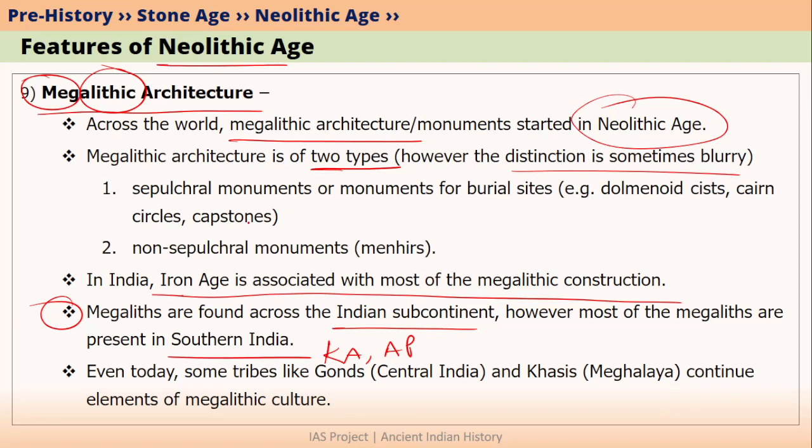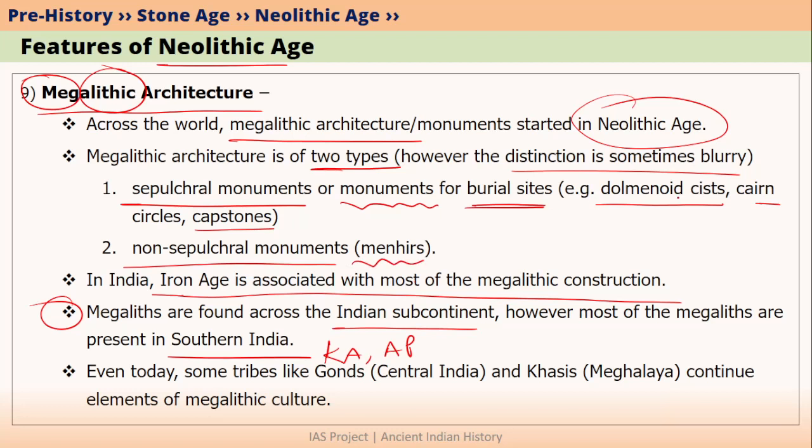The first type of megalithic architecture was called sepulchral monuments. It simply means those megalithic monuments which were used as burial sites of Neolithic age people. Examples of sepulchral monuments are dolmenoid cists, cairn circles, and capstones. The other type of monument was obviously the monuments which were not used for burial sites. Those kinds of monuments were called non-sepulchral monuments. An example of non-sepulchral monuments is menhirs.